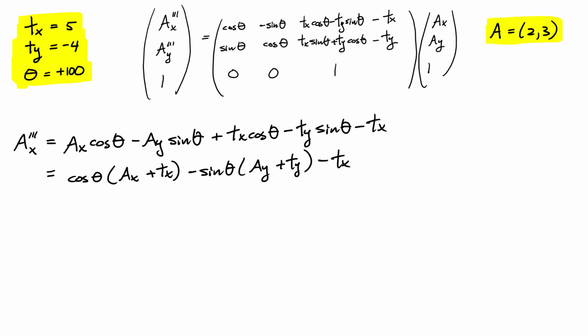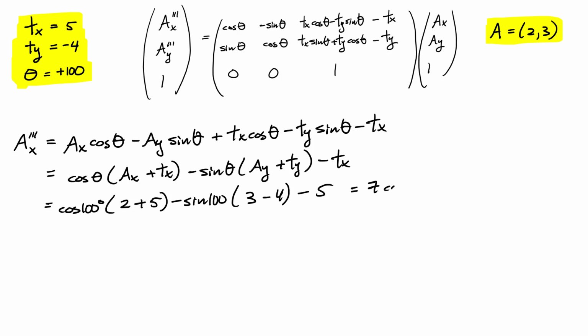All right, so now you just substitute in the numbers. So we get cos of 100. Ax was 2 plus 5. Minus sine of 100. Ay was 3. And Ty was minus 4, okay, and then minus 5 for Tx. Okay, I'll just simplify this a little bit. 7 cosine of 100. I'll have to use the calculator for this one, but plus sine of 100. Yeah, those negatives cancel out, and then minus 5.